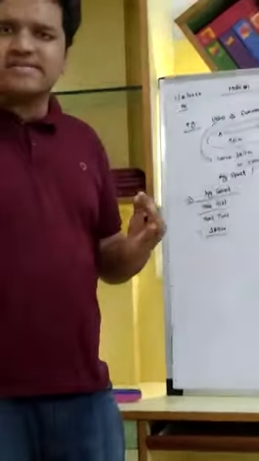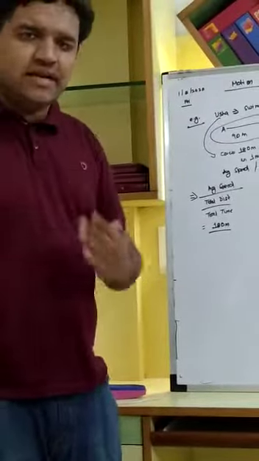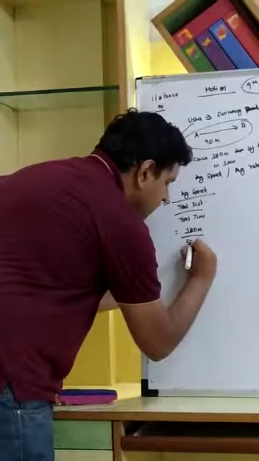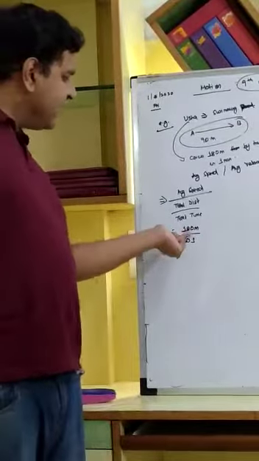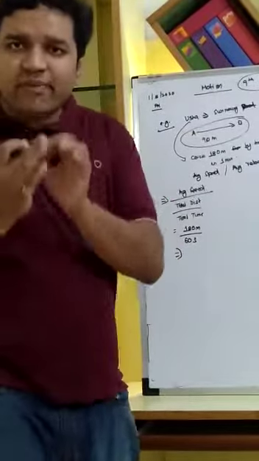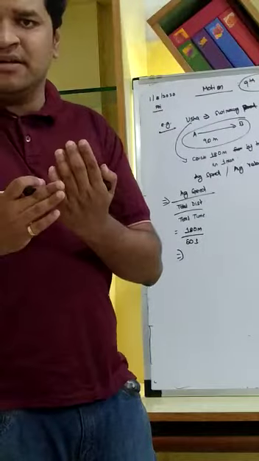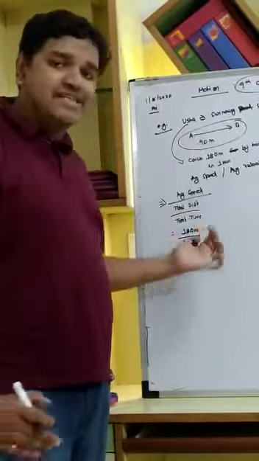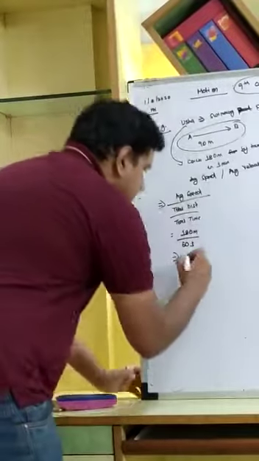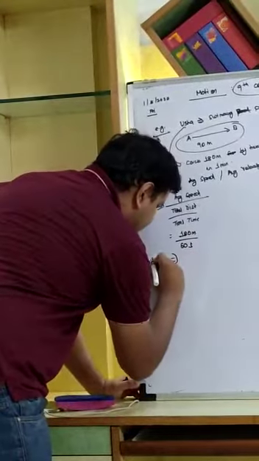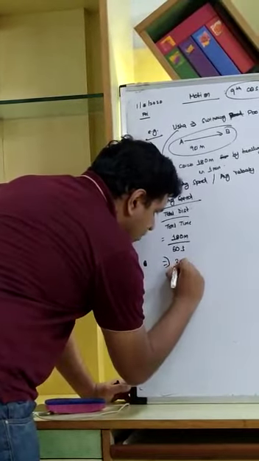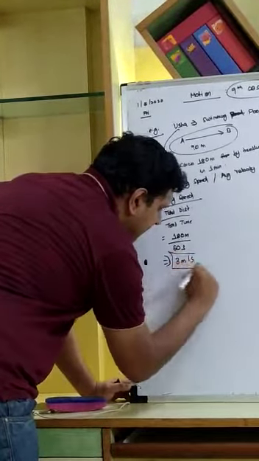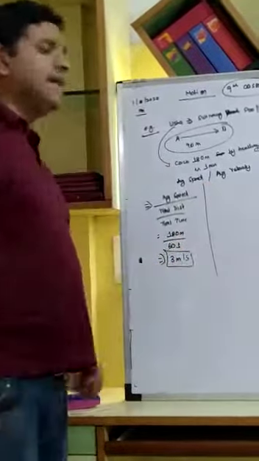1 minute works out to how many seconds? It works out to 60 seconds. Why have I taken the unit in seconds and not minute? Because the SI unit of time is seconds and it is not minute. So the average speed works out to 3 meters per second.